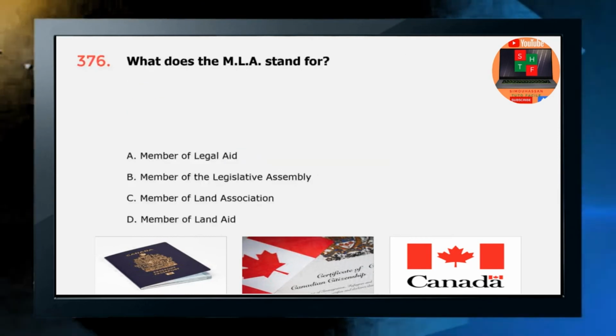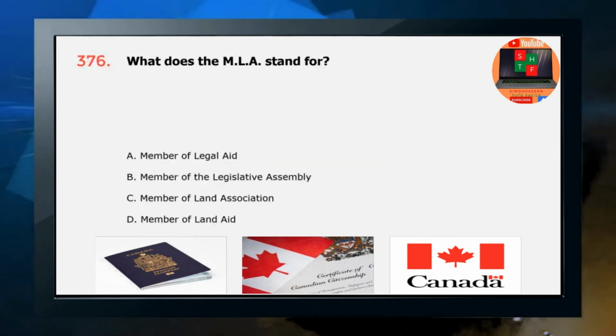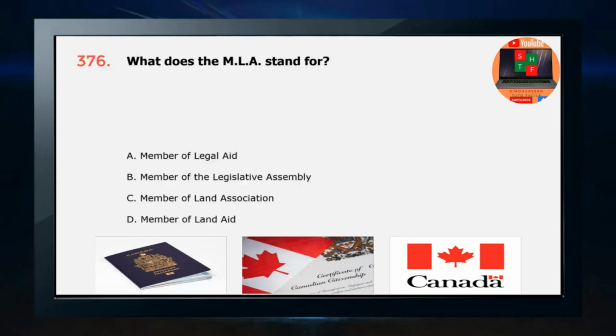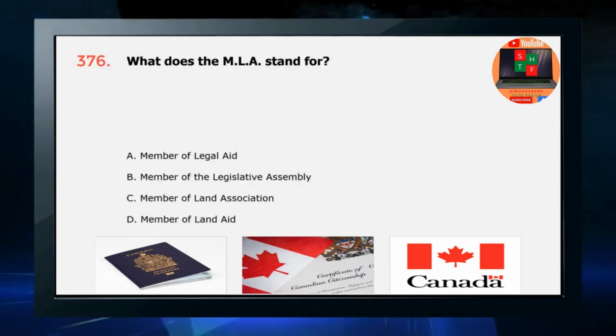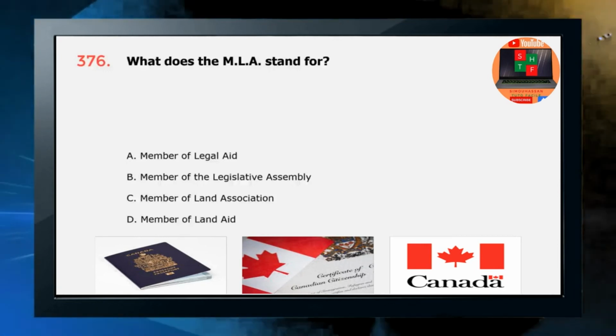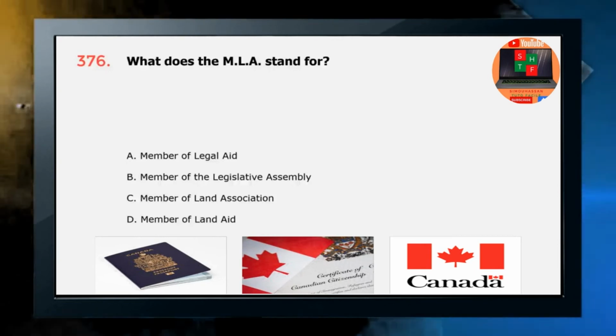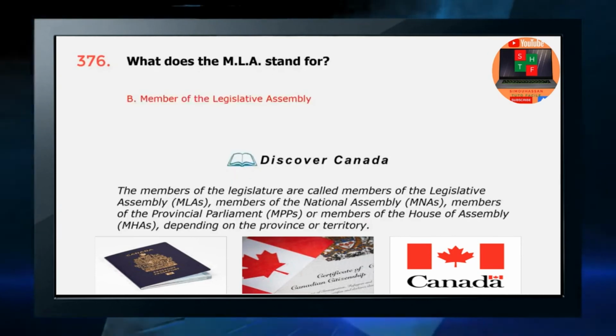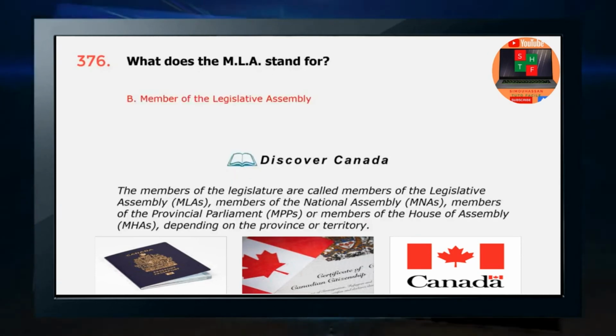Question 376. What does MLA stand for? A. Member of Legal Aid. B. Member of the Legislative Assembly. C. Member of Land Association. D. Member of Land Aid. The answer is B. Member of the Legislative Assembly.